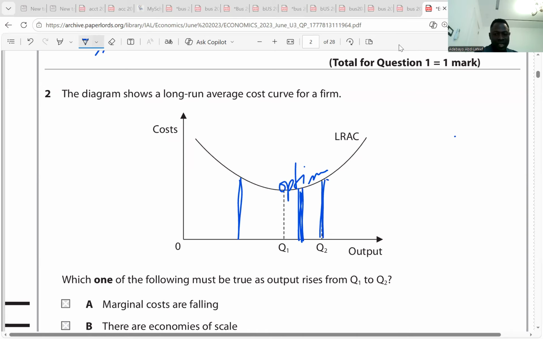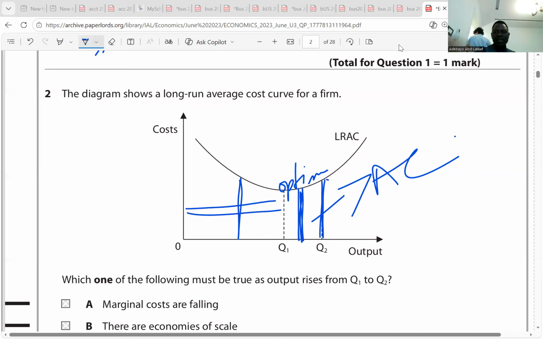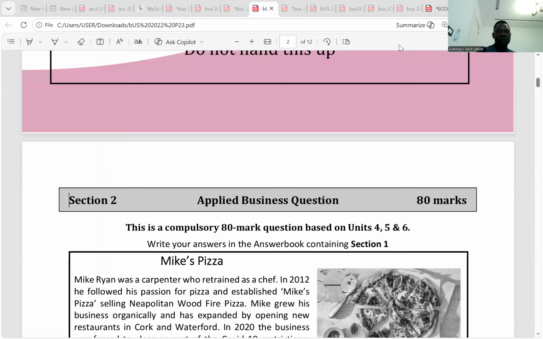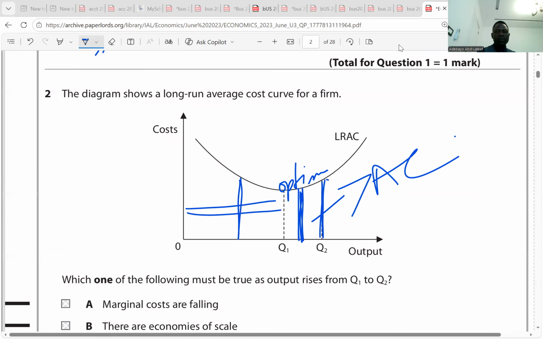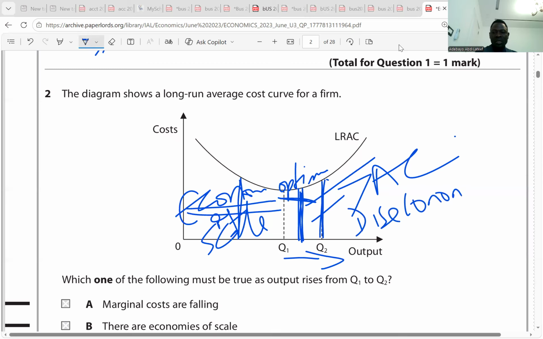And anything after the minimum of the AC will bring about an increase in AC. From this point down here, we call it economies of scale. So this is economies of scale, and this is the optimum level. And as soon as the firm operates from Q1 to Q2, based on the analysis, it brings about diseconomies of scale, because the firm is expanding beyond its capability.